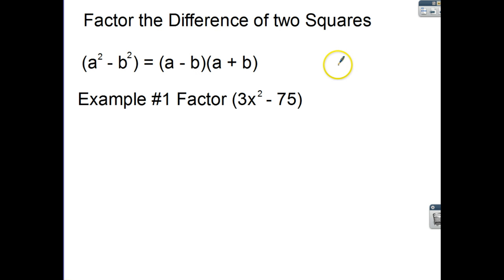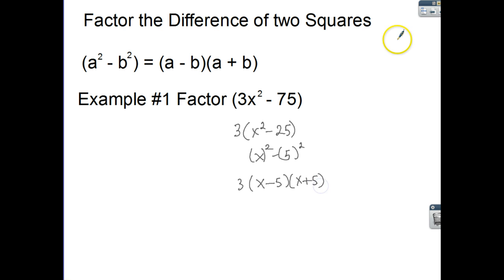Okay, factoring the difference of two squares. Now we have already been over this, so we'll go through it pretty quickly. Here, example number 1, we got a common factor. We take a 3 out, we're left with x squared minus 25. Can we put that into the form of squared minus squared? Yes, you can put x here and square it and get x squared, and you can put 5 here. So this is our a and this is our b, so our answer is going to be the common factor 3. And it's a minus b times a plus b, or x plus 5. Okay.